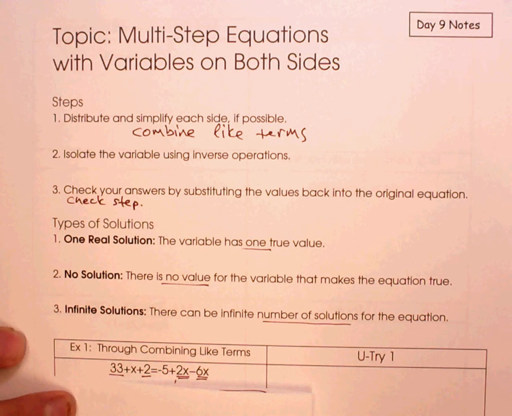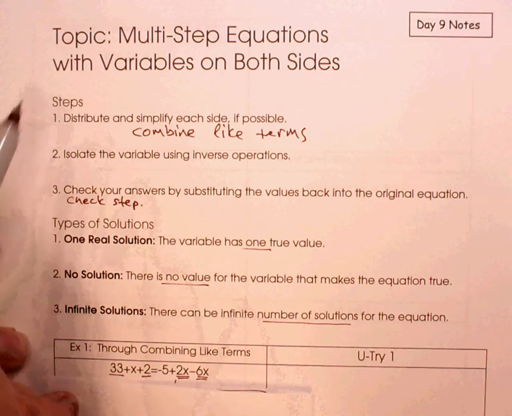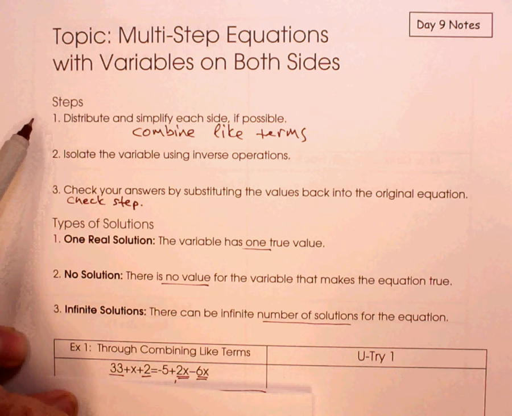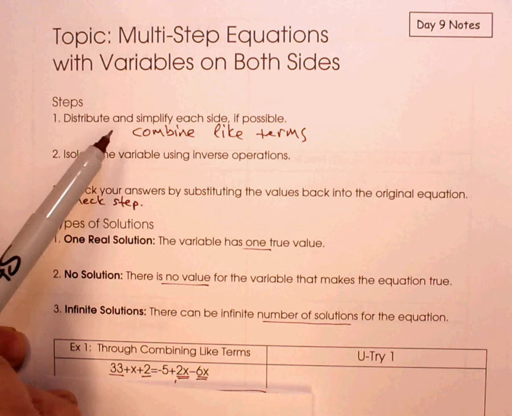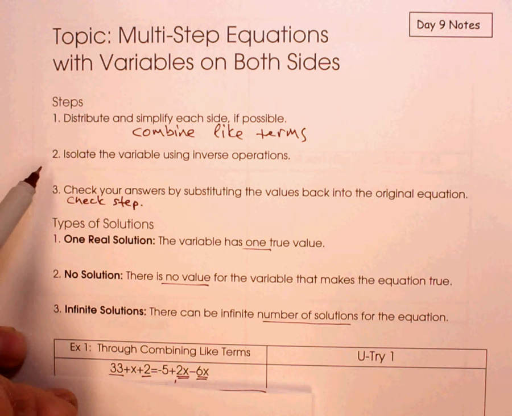Today we will look into multi-step equations with variables on both sides. Our steps to follow are: first, distribute and simplify each side. Simplifying will involve combining like terms. Second, isolate the variable using inverse operations.